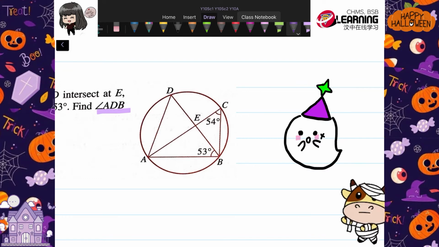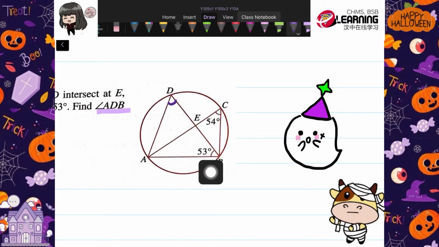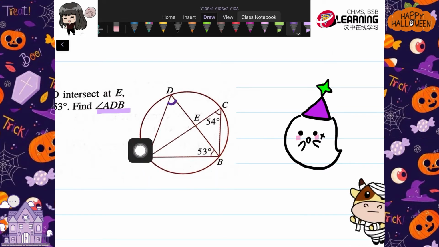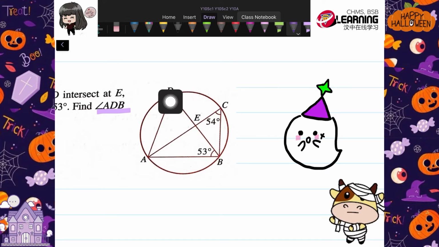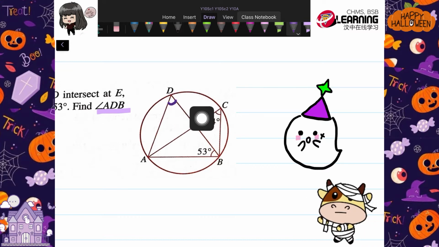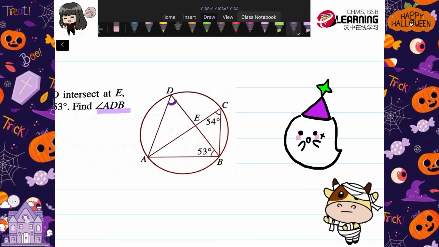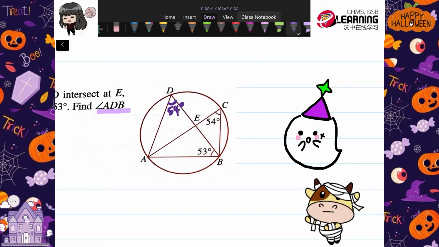So ADB, the first thing you're going to find is ADB. ADB is over here. We have the same segment here. This is segment AB, and it goes to this angle and this angle. So this is 54, this is also 54, and this fulfills our theorem number 7, which is angles in the same segment are equal. So this is 54 degrees.